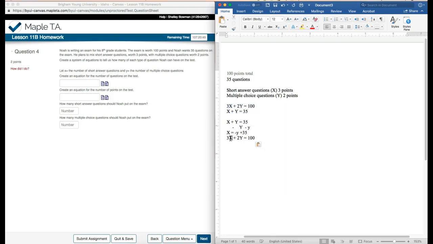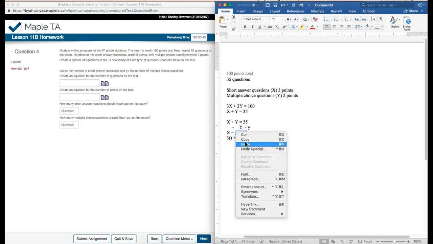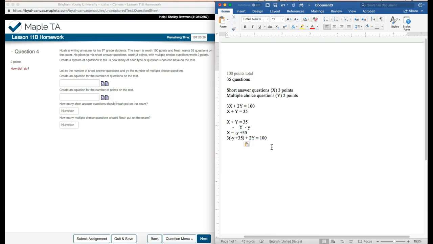And every time I substitute, I want to make sure I put parentheses around that variable so everything goes in there. And so I'm going to highlight this, copy and paste it into here. And okay, so the first thing I want to do is the distributive property. 3 times negative y gives me negative 3y. 3 times 35, I don't have right off the top of my head, so I'm going to grab my calculator, or you could use Excel, and I get 105.